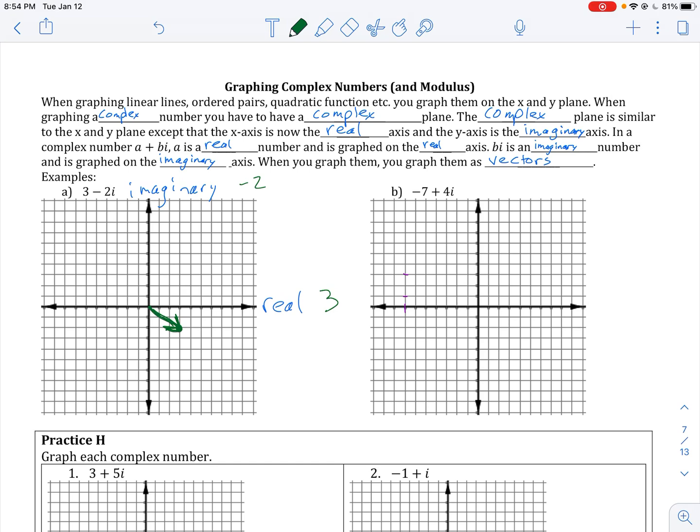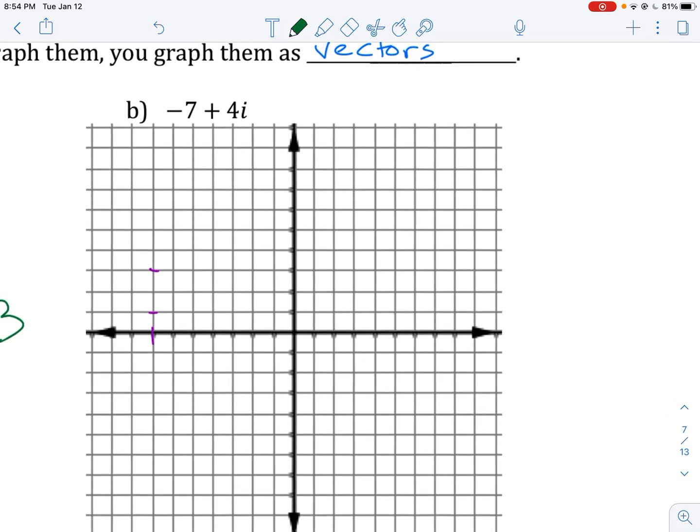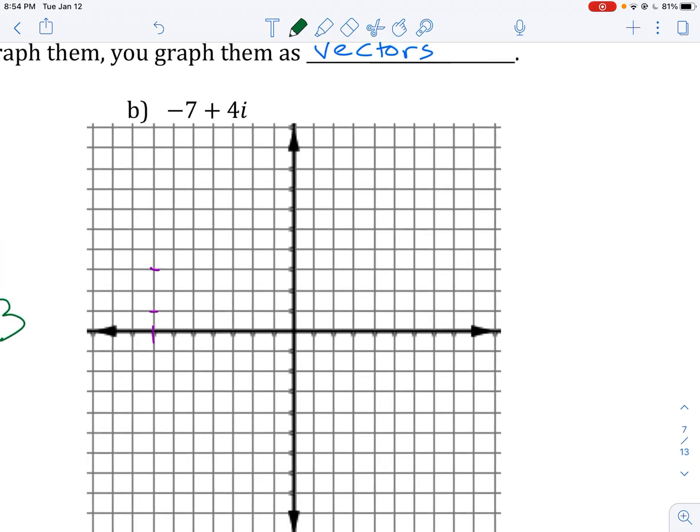The real part is the horizontal aspect of it, and the imaginary part's the y axis of it. So if I want to graph something like negative 7 plus 4i, I go to where x, if you think about it in x and y, this would be the x coordinate, this is the y.